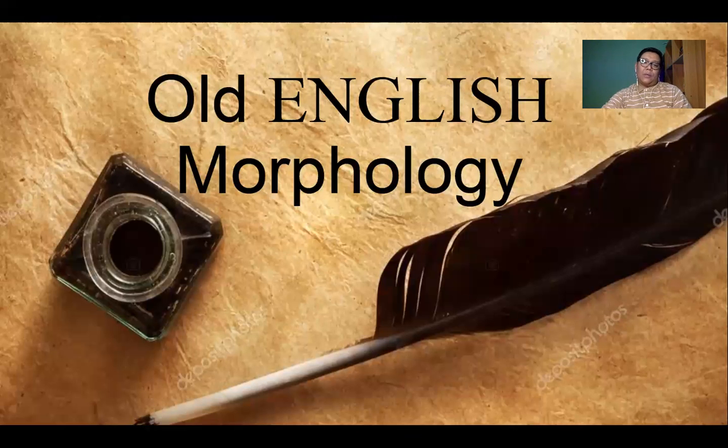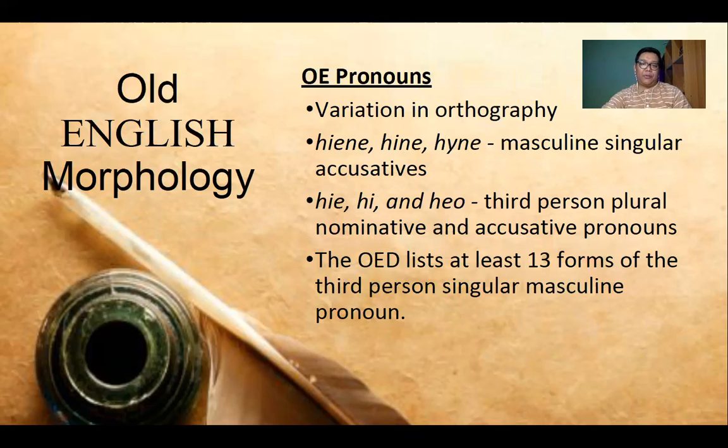Okay, so let's now go to Old English morphology. Specifically, we have Old English pronouns. So for the Old English pronouns, there were variations in orthography. So spellings definitely varied. For example, for the masculine singular accusative, if you notice here, there are three variations for the spelling. So it could be spelled this way, or this way. Okay. Same goes with the third person plural nominative, wherein the third person pronoun functions as the subject, or accusative as the direct object of the sentence. This one. Okay, so if you notice, there are three spelling versions.